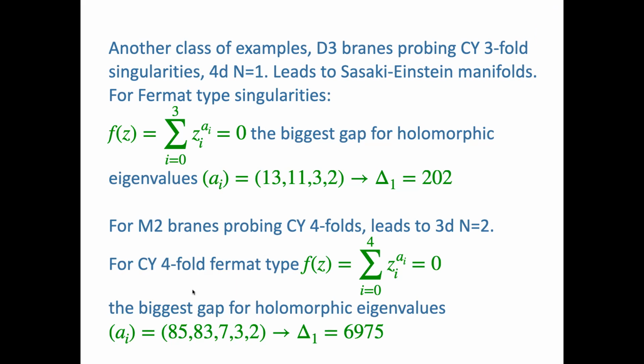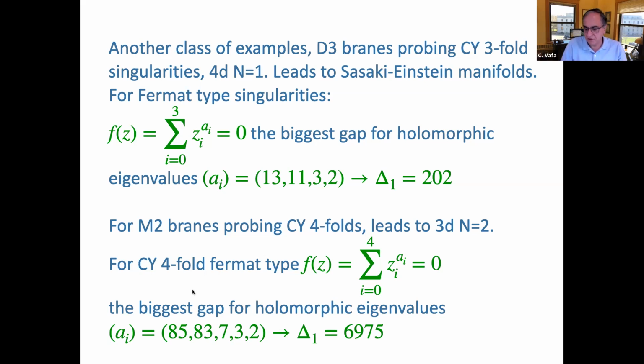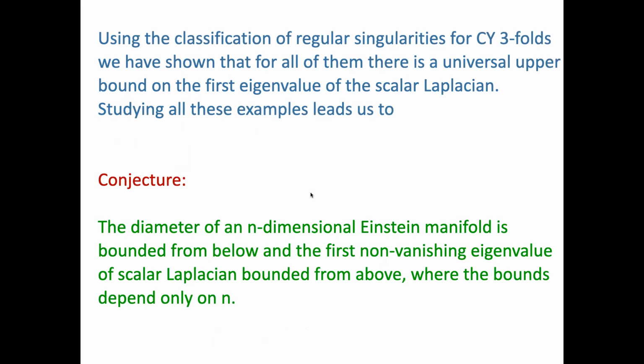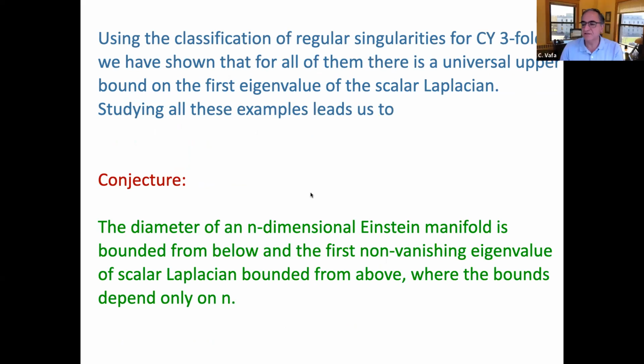So you're saying the proof is not exhaustive? The proof is for the classes I've just told you. Otherwise, we would not use the word conjecture here. The diameter of an n-dimensional Einstein manifold is bounded from below, and the first non-vanishing eigenvalue is bounded from above, where the bound depends on n. It is motivated from all these series of examples, but we don't have a full proof. But I would say it would be surprising if this were not true, and we have not found a counterexample among the vast classes that we have already studied. But then, it's still a conjecture.